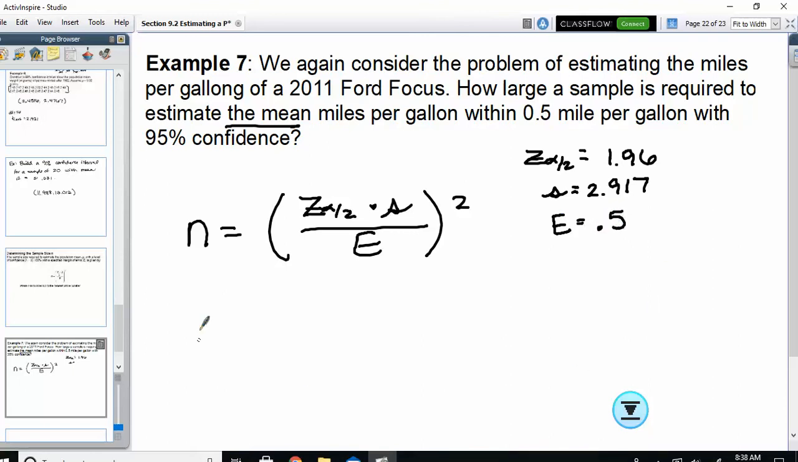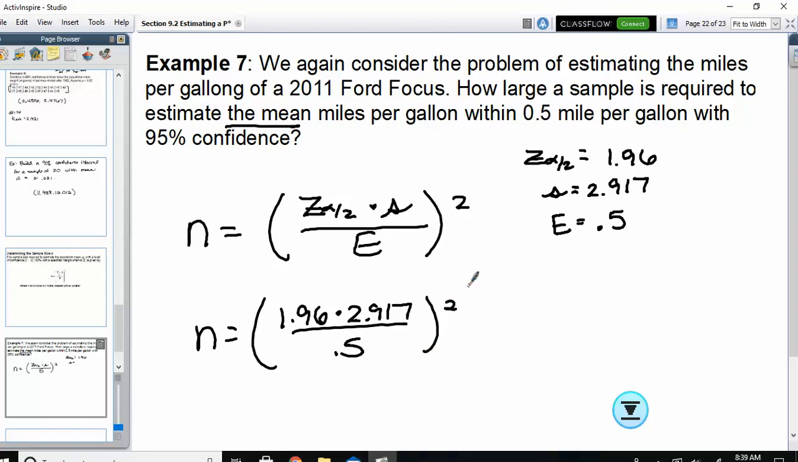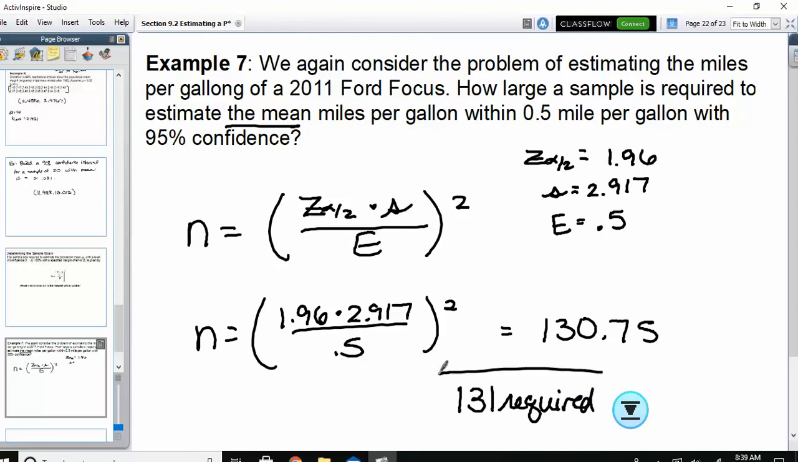What is my error? 0.5 miles per gallon, so just 0.5. So then we plug into our n, so we have 1.96 times the 2.917 divided by 0.5, squared. So we always have to round up, so this would be 131 required for our sample.